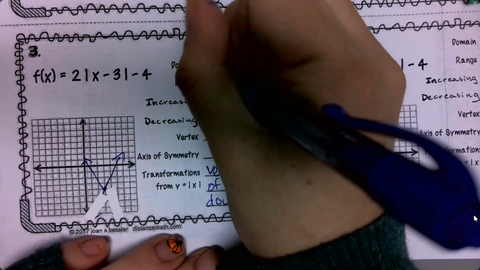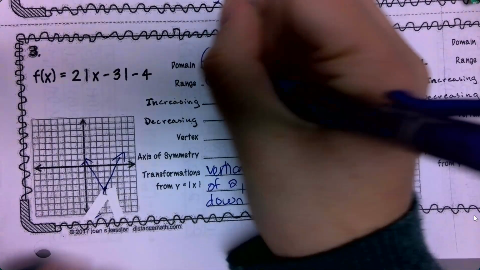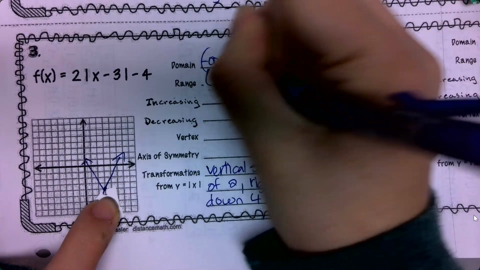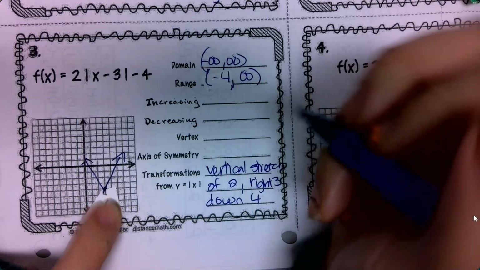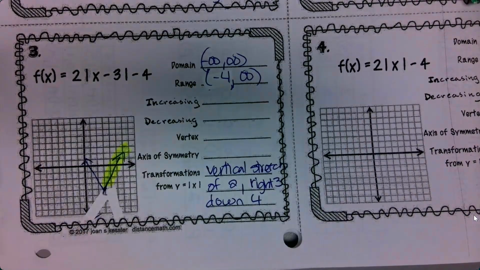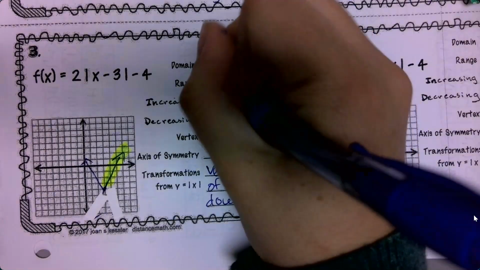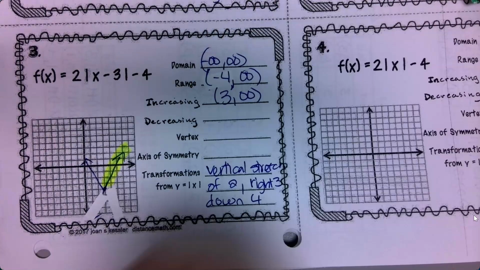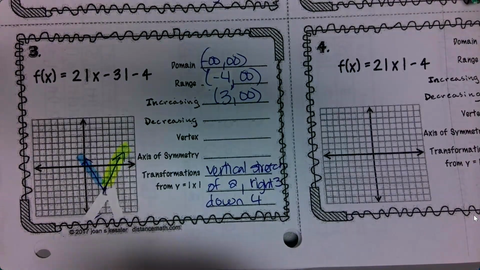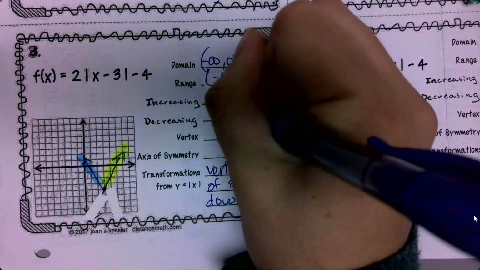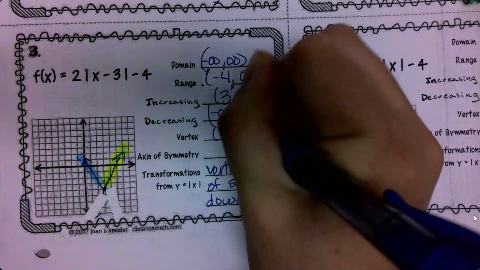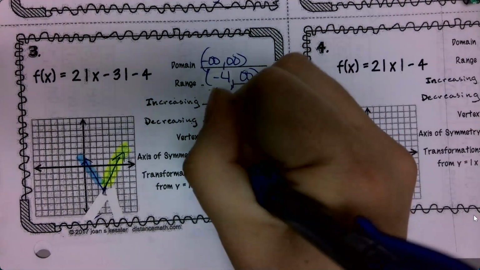My range is going to be, my low point is negative 4, and my high point is infinity. Increasing is where it has a positive slope. So this starts at 3 and goes on forever. Decreasing is where it has a negative slope. So this is at negative infinity to 3. My vertex is this point right here, which is 3, negative 4. And my axis of symmetry is that x value.